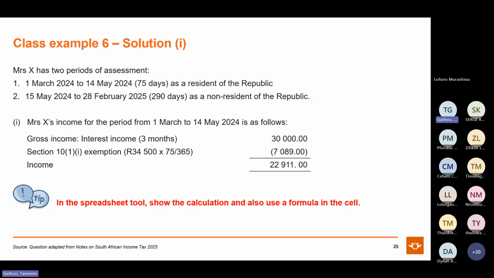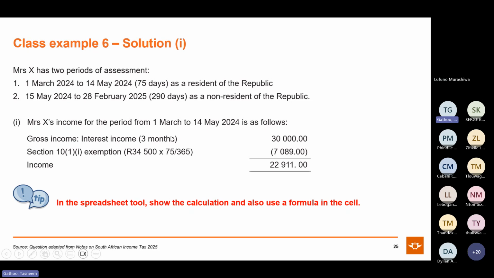So in this case for number 1, we're still looking at the resident while she is resident. So for the 3 months, she will receive 30,000 Rand as gross income. So the 3 months multiplied by 10,000. When you put this in your spreadsheet, instead of showing a calculation like I've shown it here for completeness purposes, what you do is you go into the cell and you say equals 10,000 multiplied by 3, and it will give you the answer.